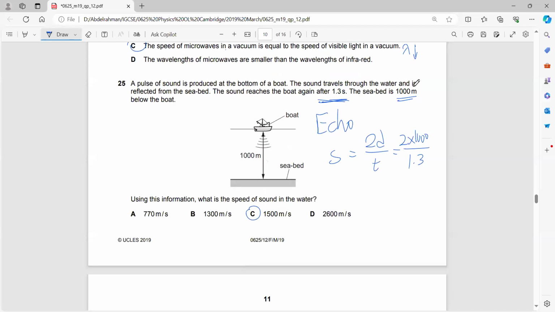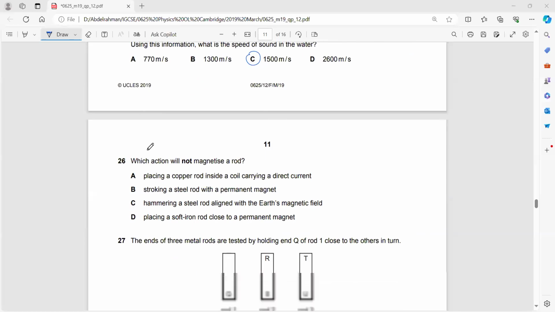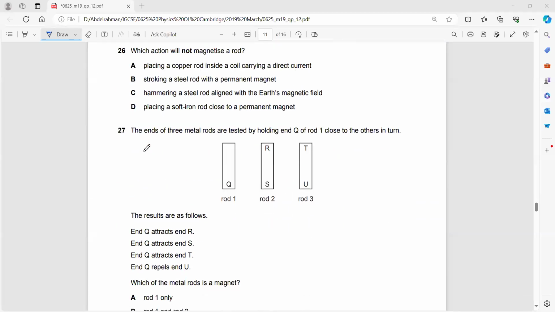Question 26. Which action will not magnetize the rod? This is cancelled. Question 26 has been removed.